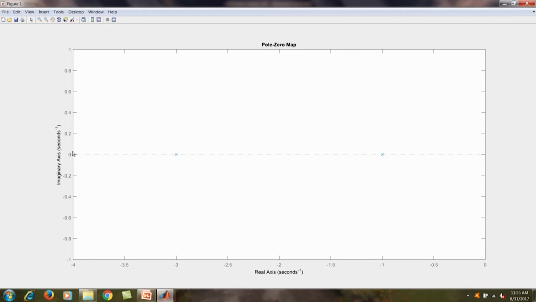So this is 1 zero. We can see here a zero at -4. This is a pole at -3, and here we have 2 poles at this location.